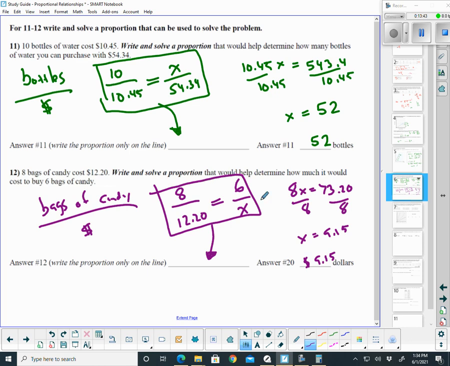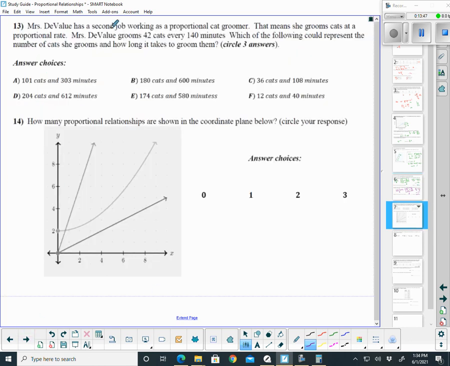All right, next question. Mrs. DeValue has a second job working as a proportional cat groomer. That means she grooms cats at a proportional rate. I could see her being a cat groomer. Mrs. DeValue grooms 42 cats every 140 minutes. Which of the following could represent the number of cats she grooms and how long it takes to groom them?